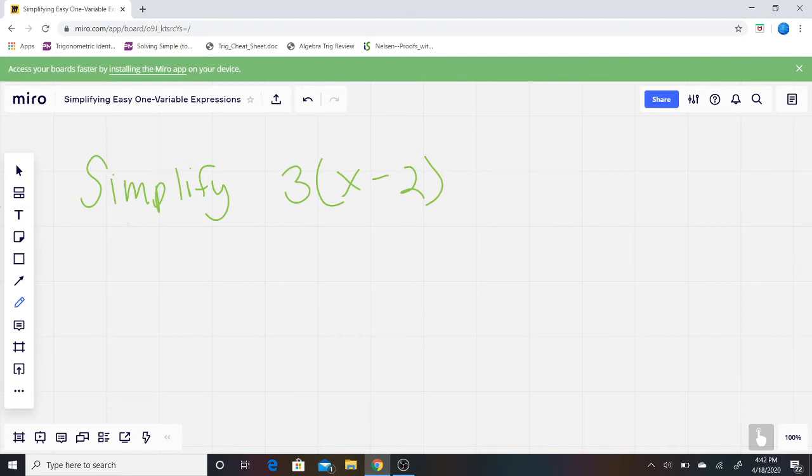So first off, let's start with 3 times x. So we'd have 3x. And then we have 3 times a negative 2. Well, a negative times a positive is negative. So we can say it instead as negative of 3 times 2. 3 times 2, we all know, is 6, hopefully. So we just plop a negative in front of it and then write 6. And that's our answer. So that's pretty easy. We've probably got the hang of it.